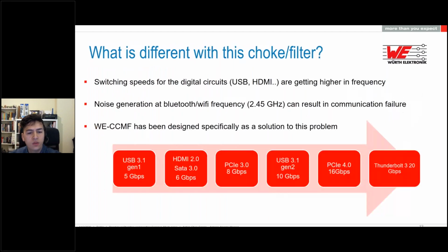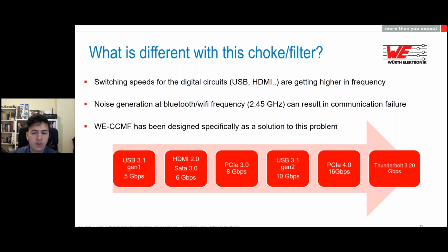So what is different with this choke or common mode filter? The switching speeds of the modern digital interfaces are getting higher and higher in speed. So with these high switching speeds, we are now able to achieve very high data rates and bandwidth. And with this, the noise problems come also at higher frequencies. These are some of the individual data lanes, switching speed of the state-of-the-art communication interfaces that we can find right now in the market.